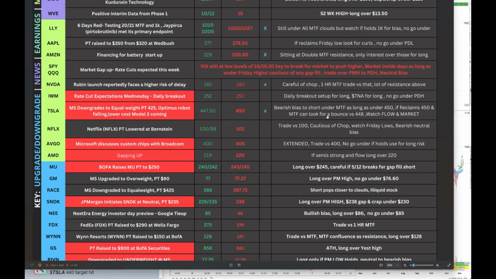MTF clouds as long as it's under 450. So we will short it as long as it's under 450. If it reclaims 450, then we can look for the bounce versus 448. We'll be watching the flow and the market. So 447, 450, and we were ready.